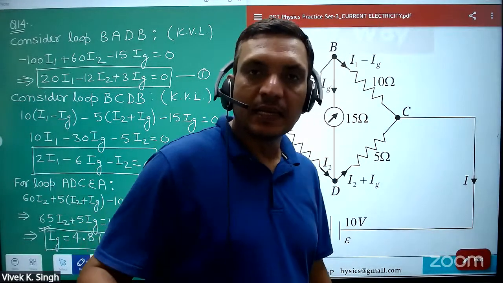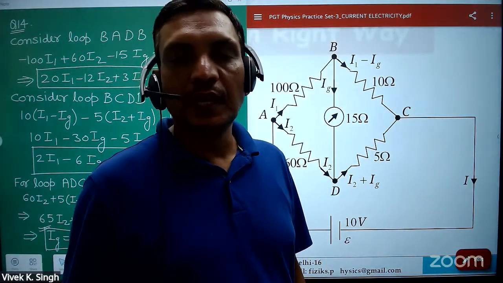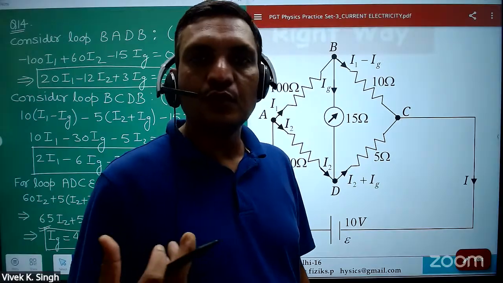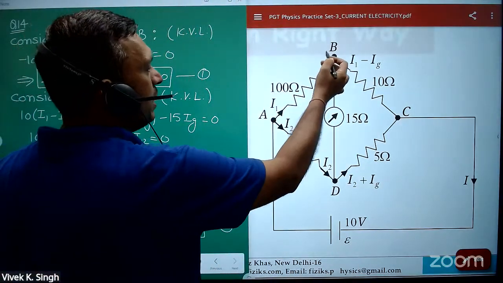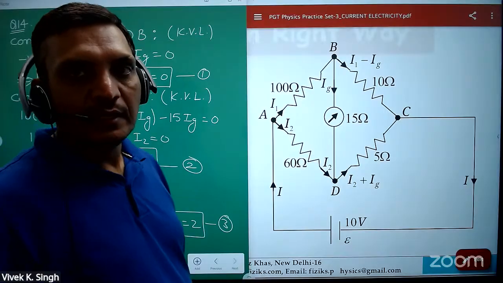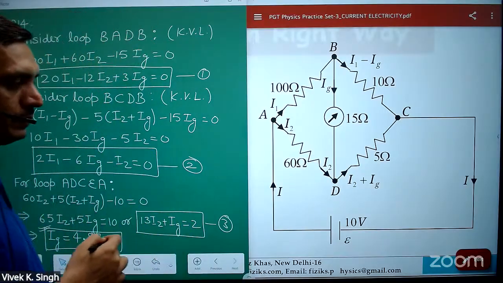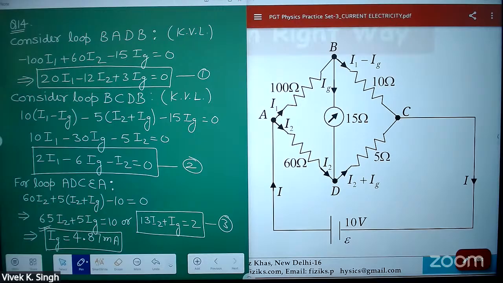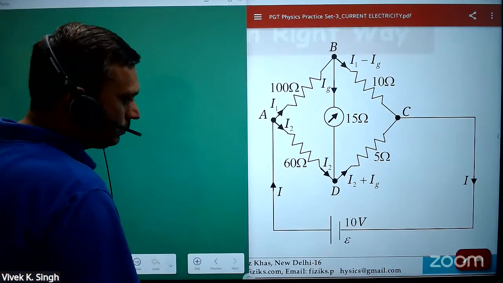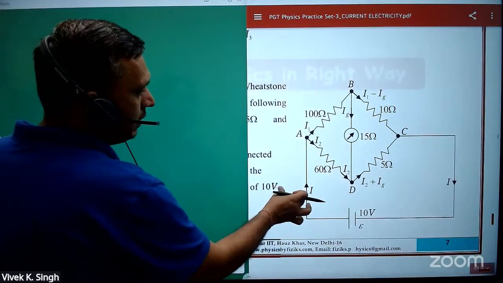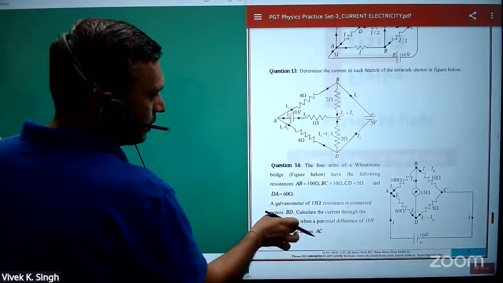Means in a circuit, by applying KCL and KVL, you can get the current, and then you should see what will be the voltage drop also. If you know current, if you multiply with resistance, you will get the voltage drop. Clear? So that is application of KVL. Now let's see the next question.